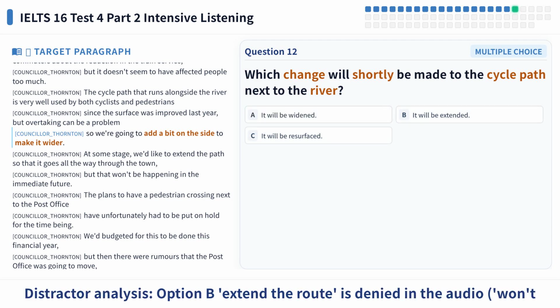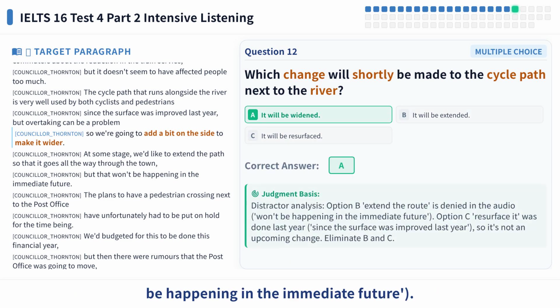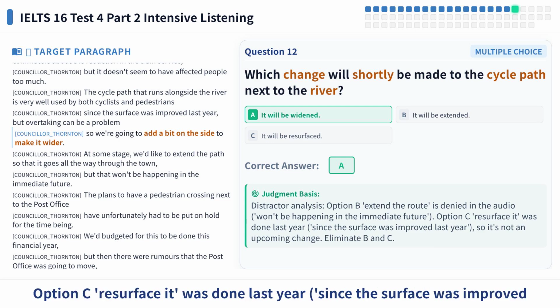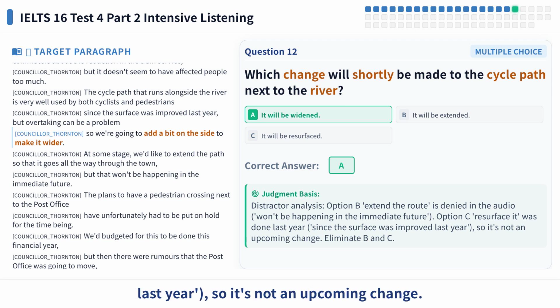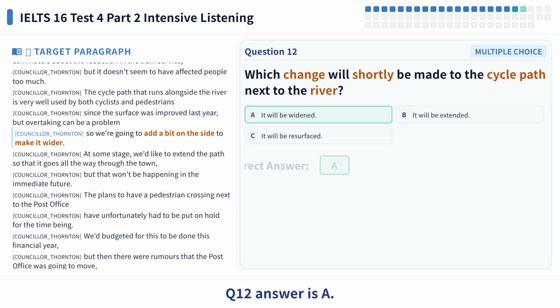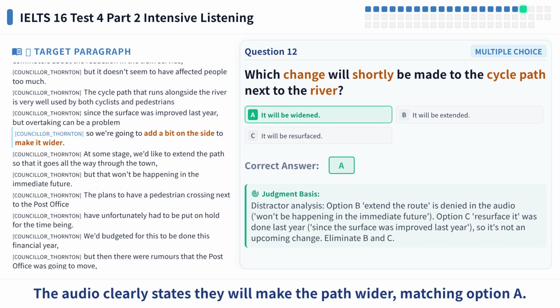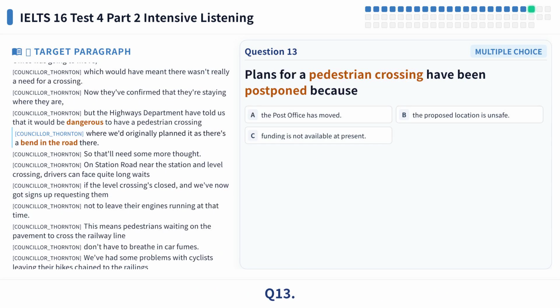Distractor analysis. Option B, extend the route, is denied in the audio. Won't be happening in the immediate future. Option C, resurface. It was done last year, since the surface was improved last year, so it's not an upcoming change. Eliminate B and C. Q12 answer is A. The audio clearly states they will make the path wider, matching option A.